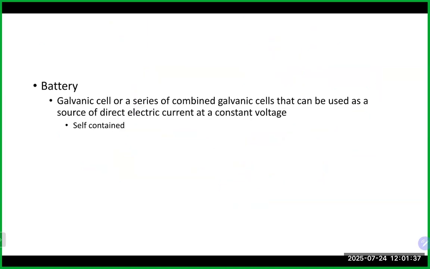So let's talk about a battery. A battery basically is a galvanic cell, or really a series of galvanic cells that are together, that can be used as a direct electrical current. It is self-contained. There's no salt bridge. If you ever look right in the battery compartment of something, there's usually some wires, right? And it's the same idea. You've got your oxidation-reduction reaction happening. Those electrons go out through the wire, through your device, and power your device and come on back.